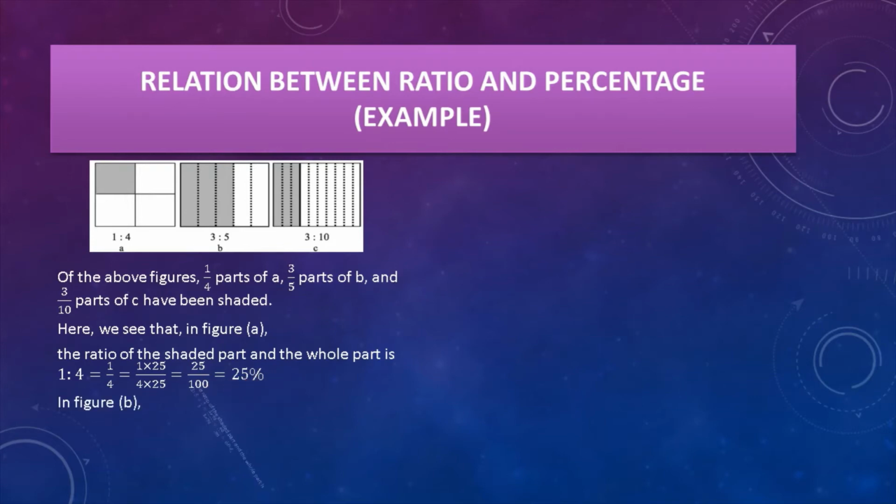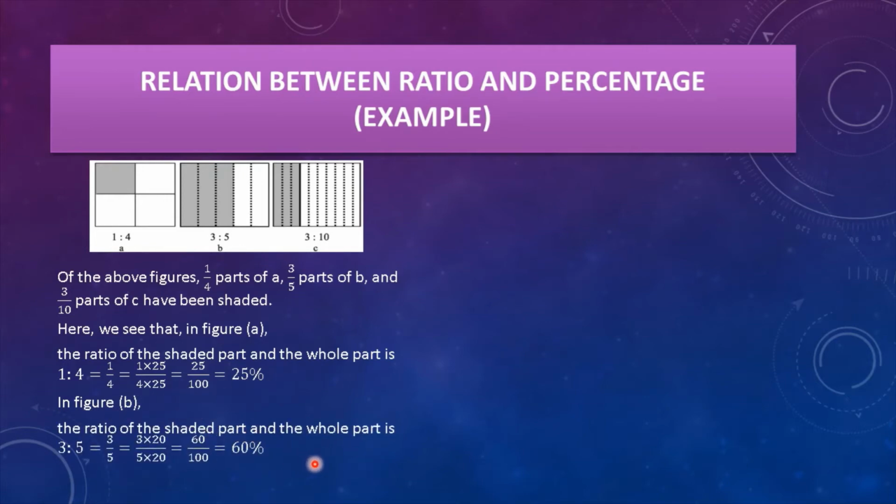And in figure B, as you can see, the ratio of the shaded part and the whole part is 3:5 equals 3 divided by 5, and we have to make the denominator 100. So with 5 we have to multiply by 20. That's why 5 multiplied by 20 would be 100, and this 20 we also multiply with the numerator. 3 multiplied by 20 would be 60, and for this 100 we will write down the percentage sign, and that is 60%.